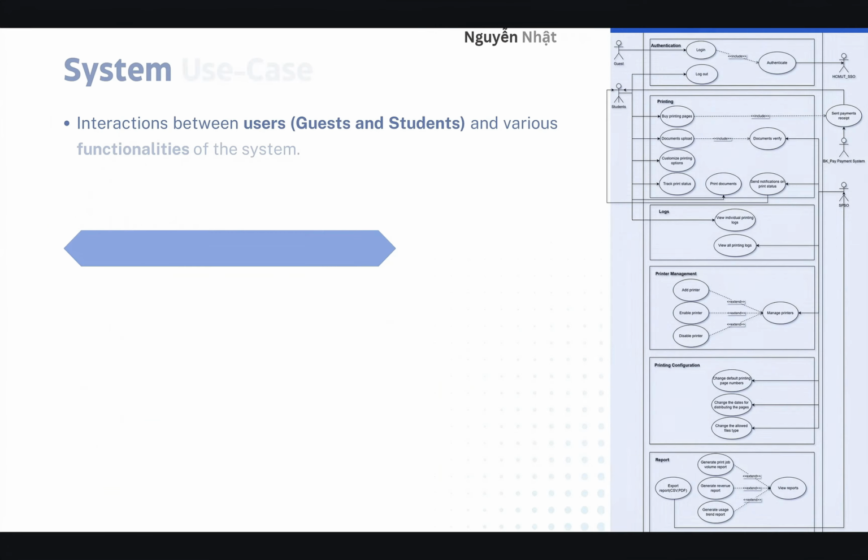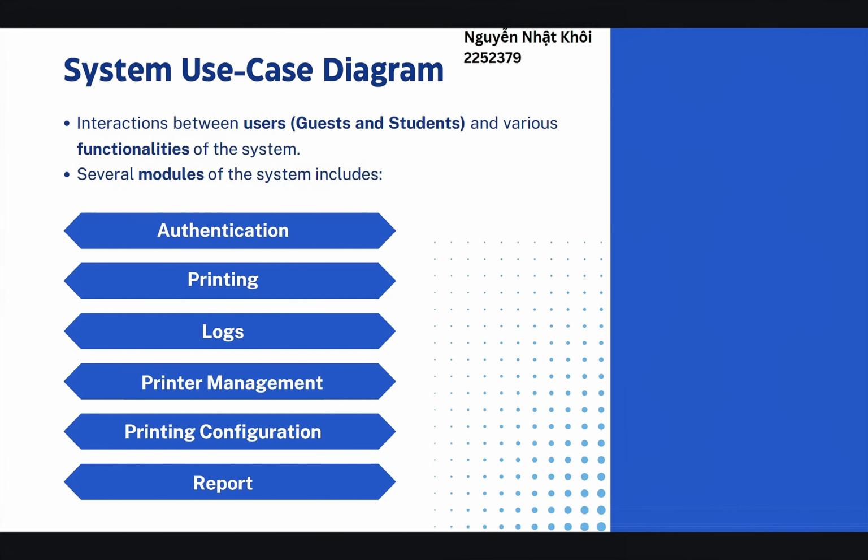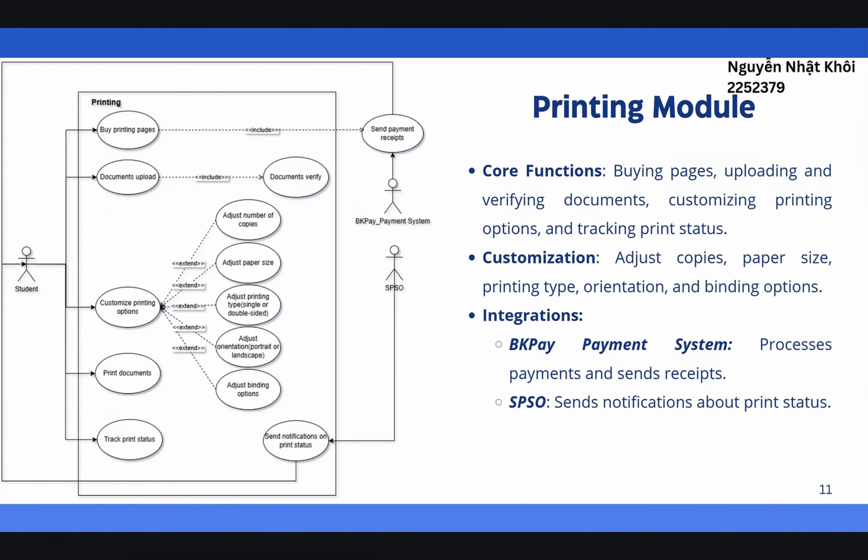and scalability. Here is the use case diagram of the whole system for you guys to have a brief understanding about how our system works, but I'm just going to focus on the main module that we're going to introduce today, which is printing. Here is the printing module of the system, which core functions include buying pages, uploading and verifying documents, customizing printing options, and tracking printing status.